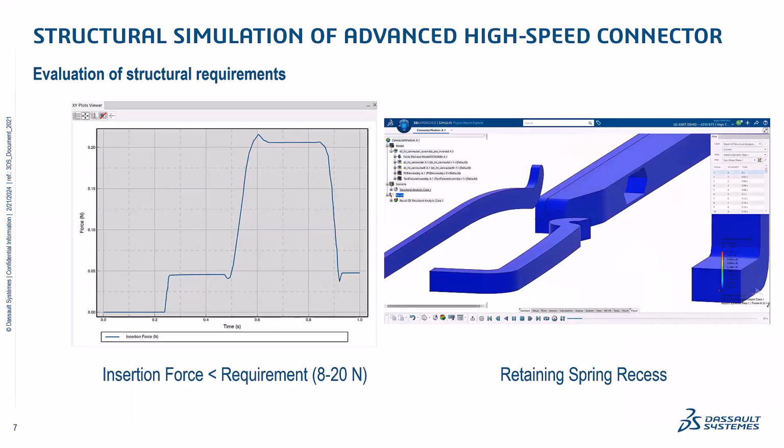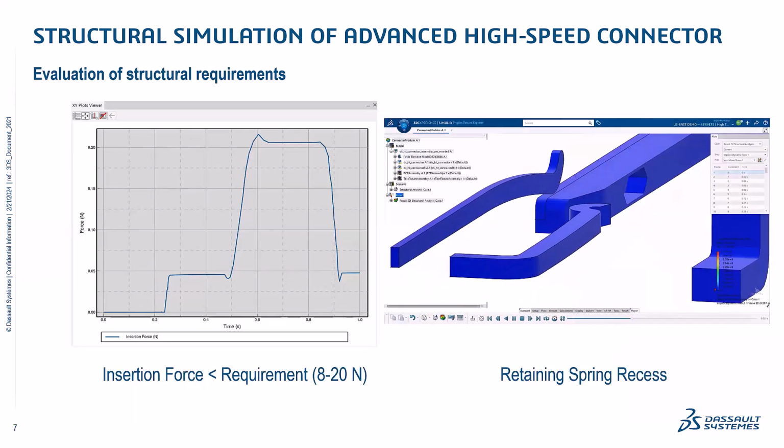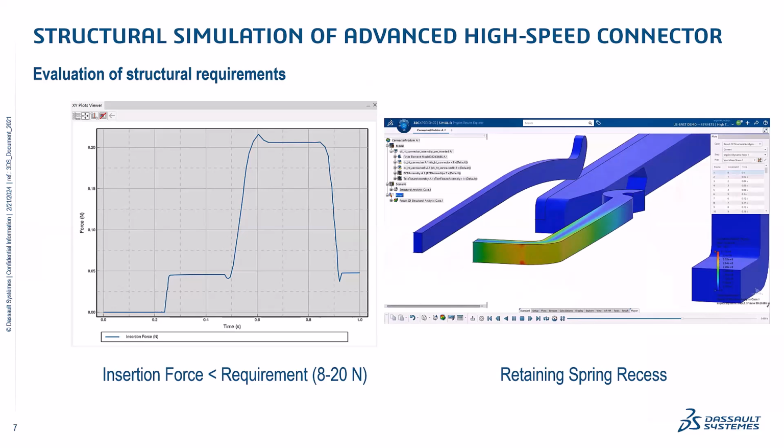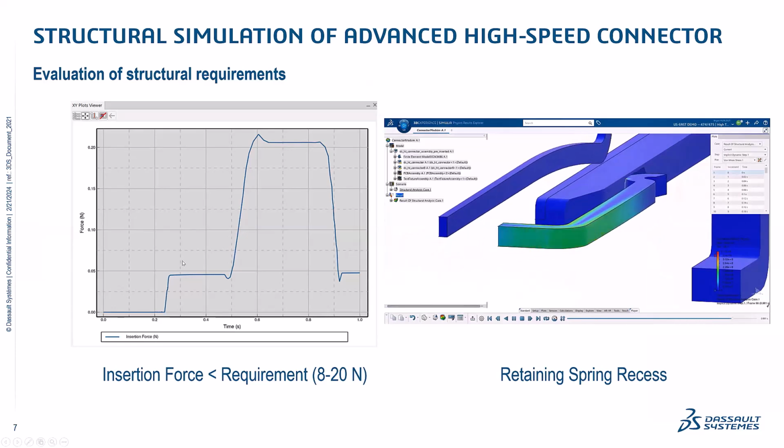And in fact, you can see that in this image on the left-hand side here. You can see as the contact pin is moved into the connector, there's a certain amount of force generated, which you can see on the left of the graph here. And then as the retaining spring moves in, that force increases significantly. And that's the retaining force that we need to keep the connector engaged.